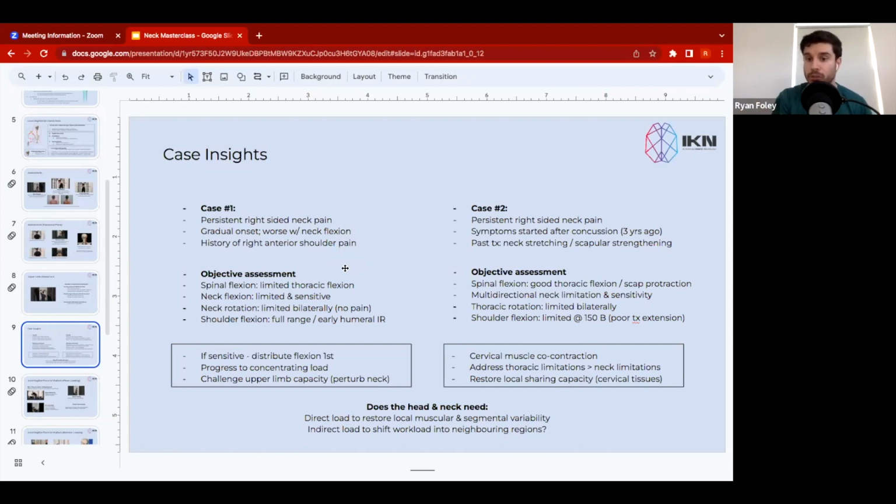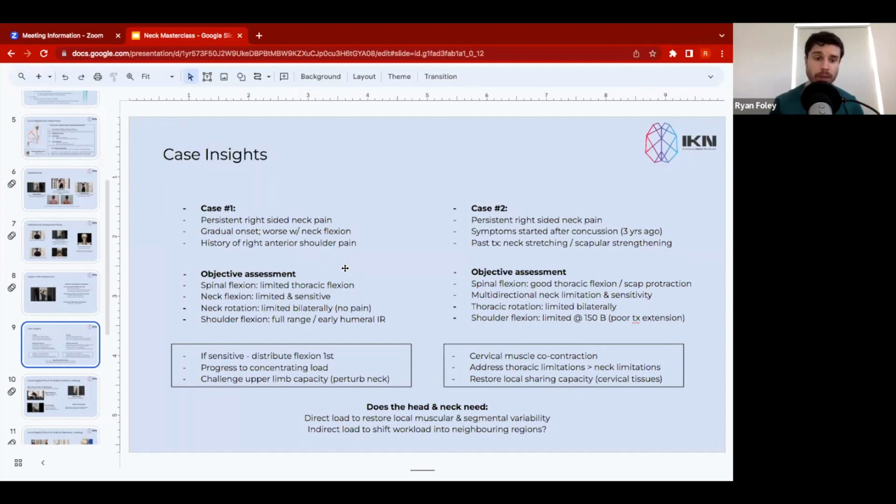Again, past treatment involved neck stretching and scapular strengthening to no avail, but again, and likely because there wasn't any kind of direct work done to restore variability to the local structures around the head and neck. If we look at spinal flexion, good thoracic flexion, good scapular protraction, again, which couples with thoracic flexion, multi-directional limitations in the neck, so limitations with head flexion, head extension, and rotation, and sensitive. This client is limited in rotation of the thoracic spine bilaterally and has limitations in shoulder flexion, again, which is really humeral flexion, bilaterally. She's poor thoracic extension.